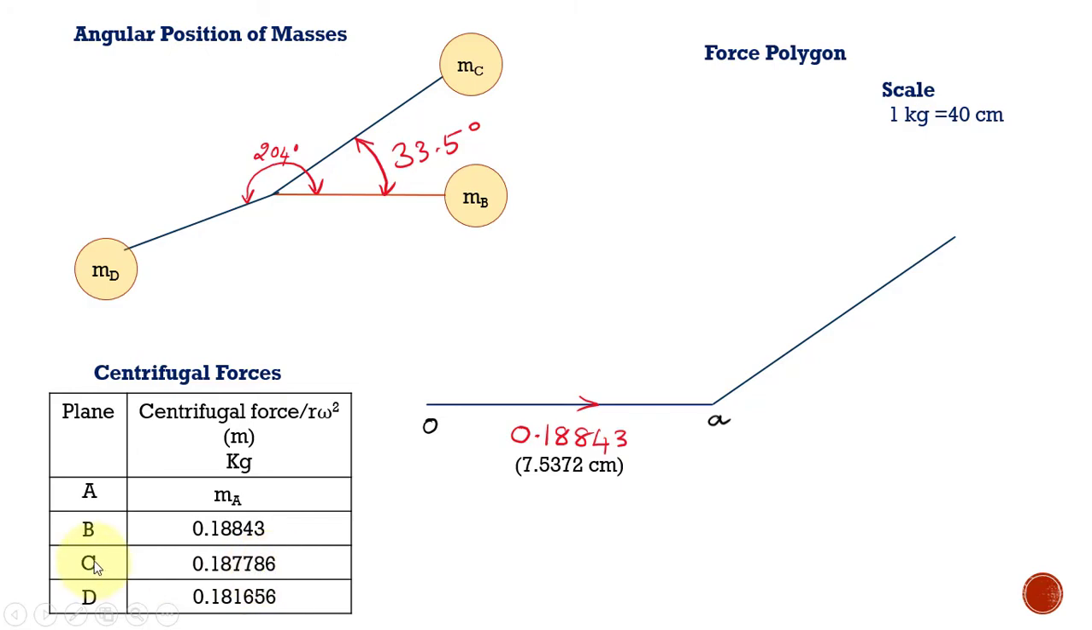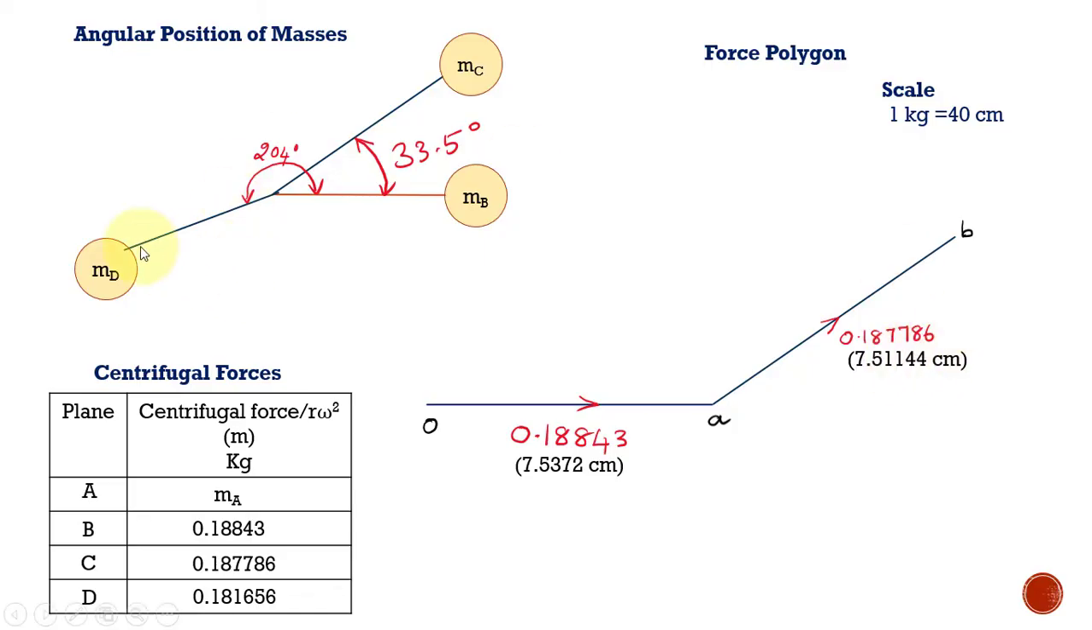0.187786, which represents mass C, and its direction is here. So I have constructed a parallel line to this direction to represent the force corresponding to mass C, and it is 0.187786, and the actual value I have taken on the scale is 7.51144 centimeters.